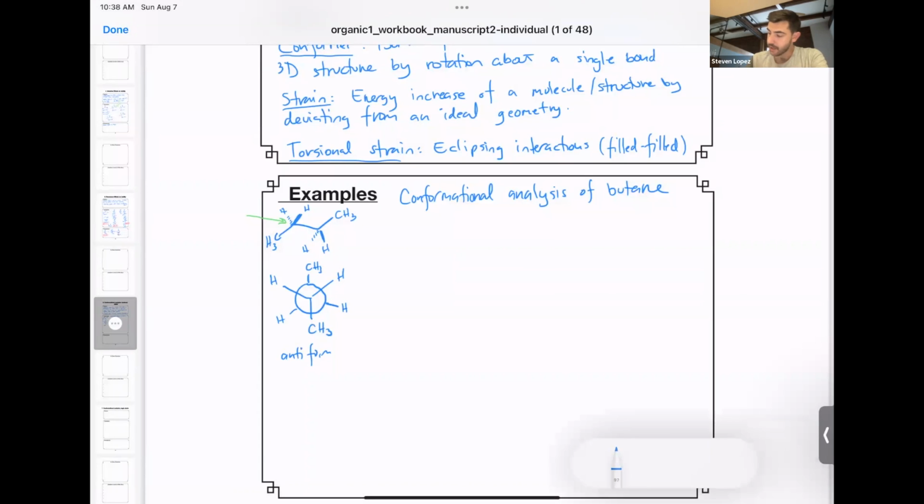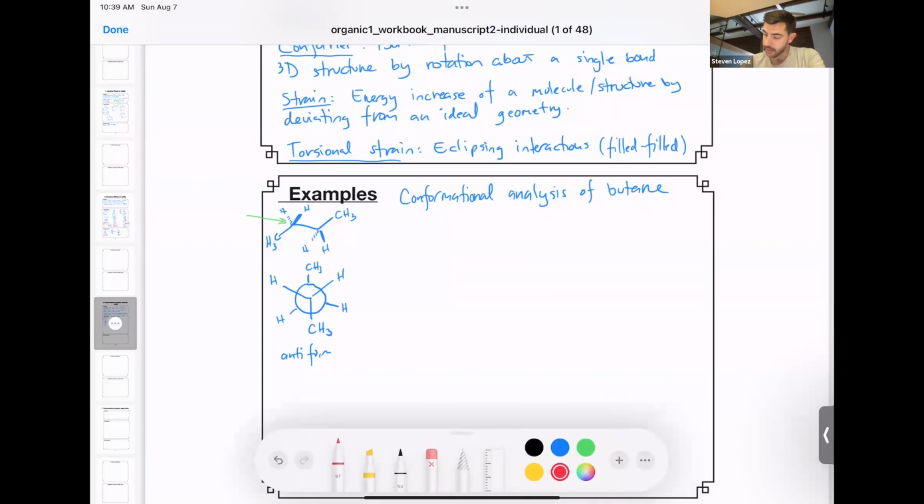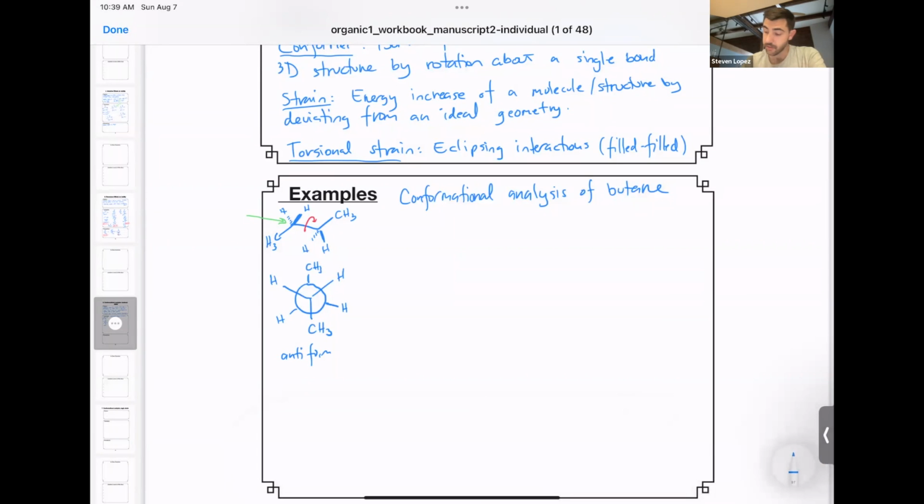Okay, if we rotate around this single bond, as invoked by the definition I gave earlier, rotate it by 120 degrees, this is the new molecule in its 3D representation. Okay, so this is a different conformer of this molecule. Translated to a Newman projection, this one is known as a gauche form.